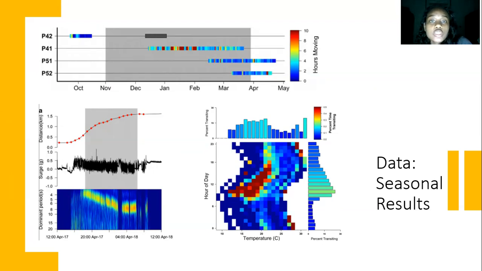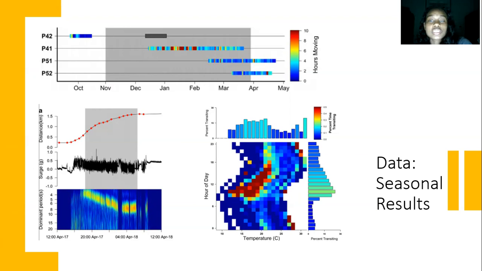Movement bouts often took place during nighttime hours, which is shown with the gray shading, and with dominant traveling periods of 3 to 8 seconds. So if you look here, we can see we have this yellow warm color in our dominant periods panel, ranging from 3 to 8 seconds. So when the snake was traveling, it did it in increments of 3 to 8 seconds for the most part. Now let's look at the plot to the right.